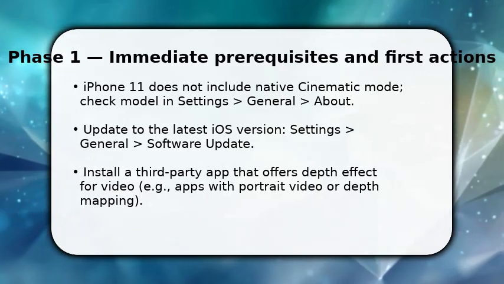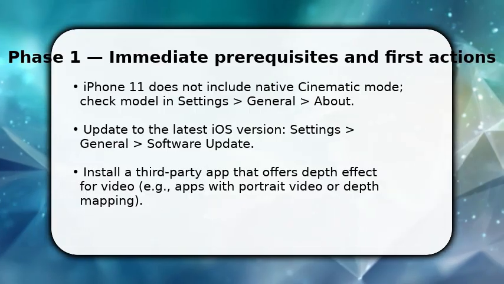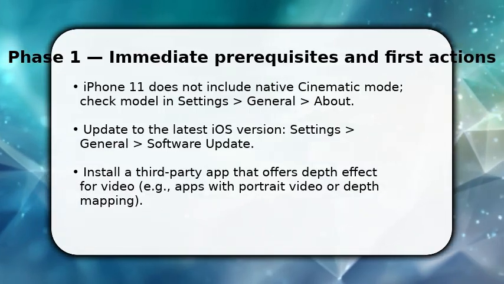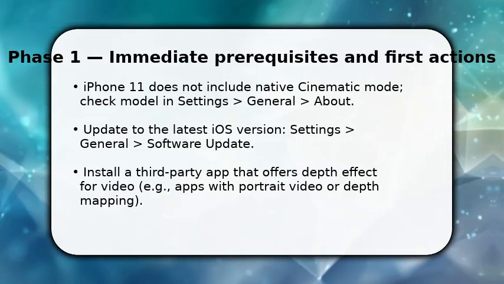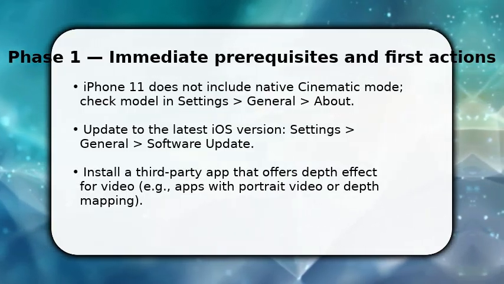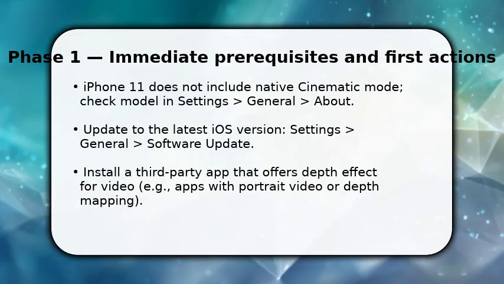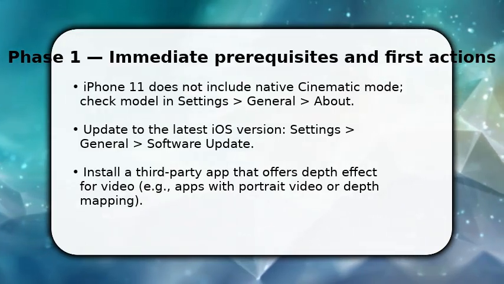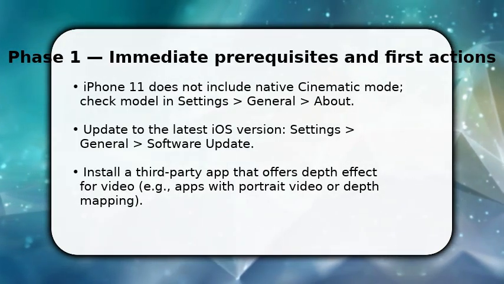You need to start by confirming capability. Your iPhone 11 does not have Apple's built-in cinematic mode, so you'll use a workaround. First, make sure you're on the latest iOS to maximize camera performance and fix bugs. Open Settings, tap General, then Software Update.